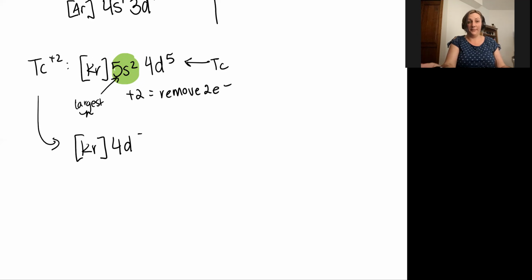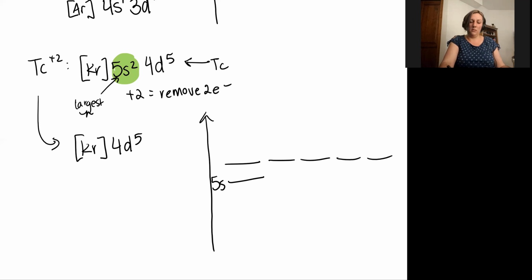And so the electron configuration for the technetium +2 ion is just 4d5. If I want to draw the orbital diagram for that, I am going to do an abbreviated version again, where I'll have my 5s right here and my 4d. I'm going to leave my 5s blank, and I'm going to put my 5 electrons in my 4d orbitals on my orbital diagram.